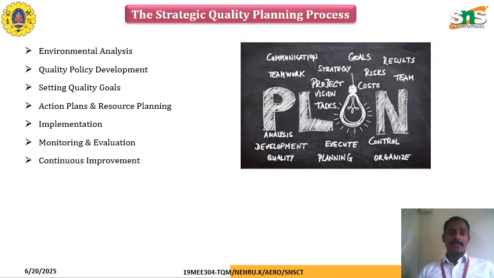Next, coming to the strategic planning process, it starts with environmental analysis. Quality policy development can be done by a team. Then setting quality goals, like SMART goals and OKRs. Action plans and resource planning have to be done. It has to be implemented and monitored periodically. Evaluation should be done in both short and long periods, so it will produce continuous improvement of the process.